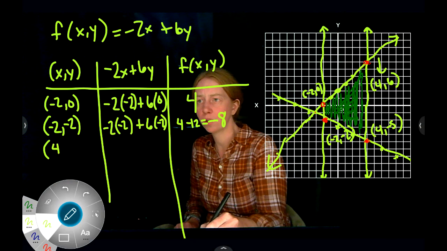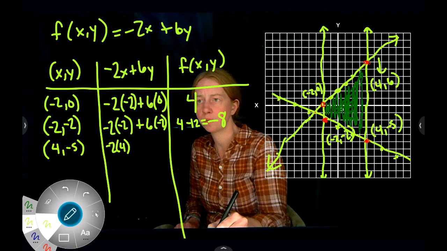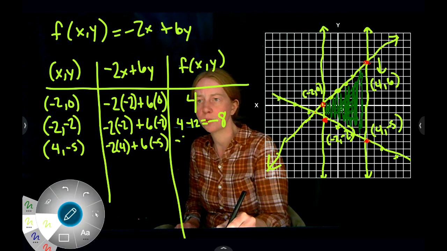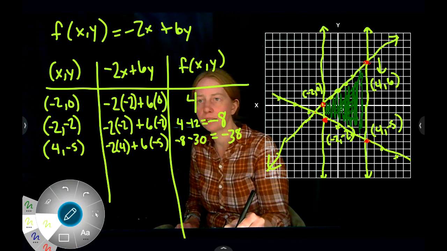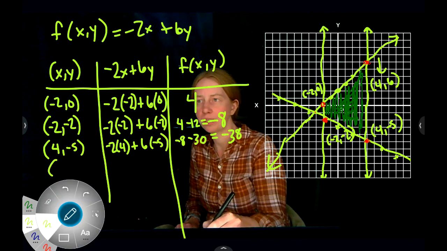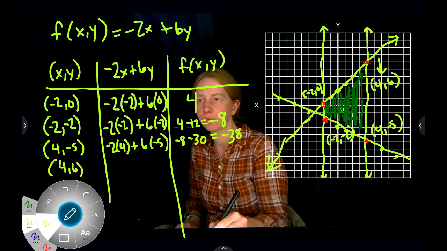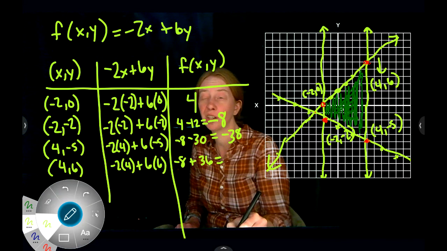All right, next point, 4, -5. Same thing, -2 times 4 plus 6 times negative 5. Negative 2 times 4 is negative 8. 6 times negative 5 is negative 30. We got negative 38. And then the last point is 4 comma 6. So negative 2 times 4 plus 6 times 6. That's negative 8 plus 36, which is positive 28.